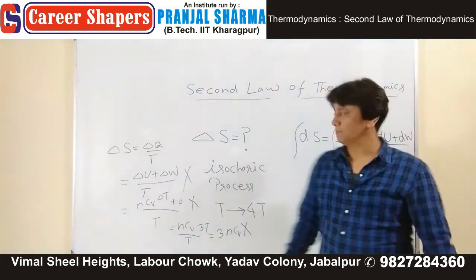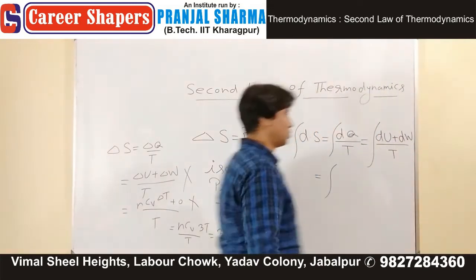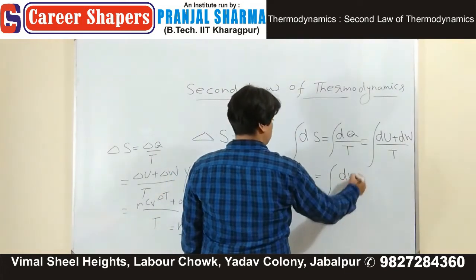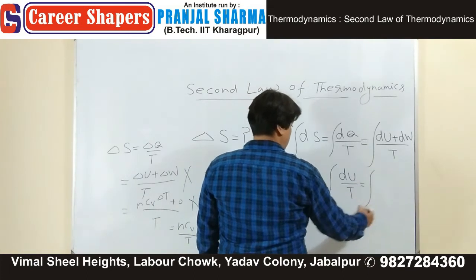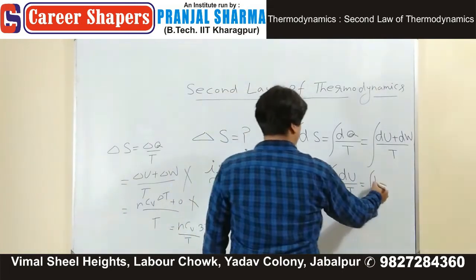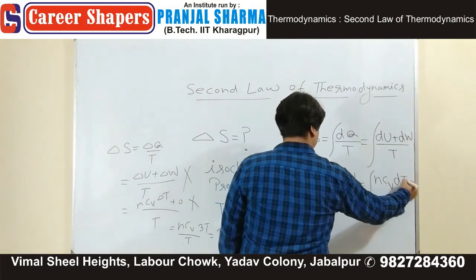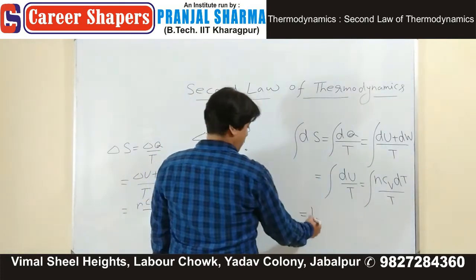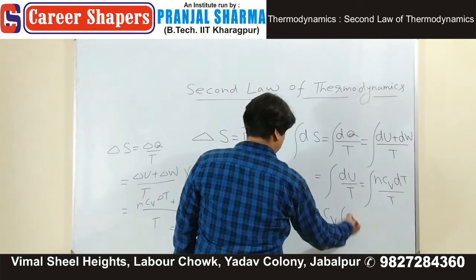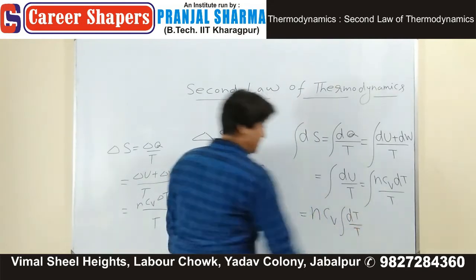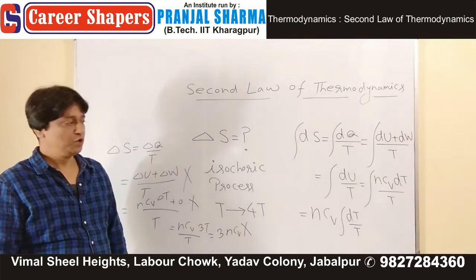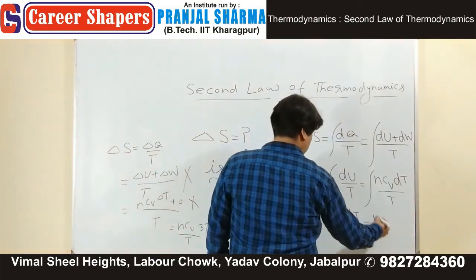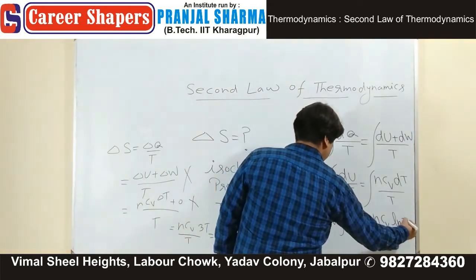What type of process do we have? Isochoric. If it is an isochoric one, we know that dW is always 0. So this is dU upon T. What is dU? n Cv dT divided by T. What are the things which I can take out? n and Cv. And I am left with dT upon T. Can you integrate dT upon T? Yes, you can. The integration of dT upon T is ln T.